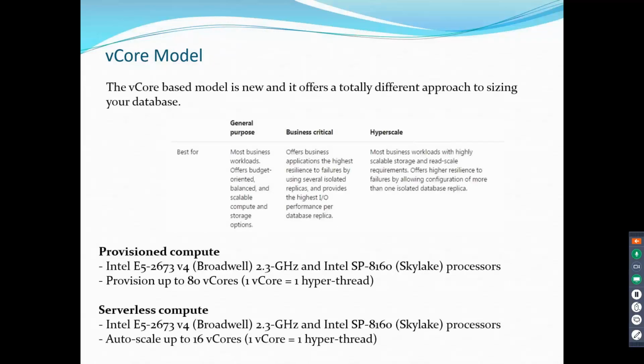Now you're probably sitting there thinking, well, that's great. I still don't understand what an S2 is, an S3 and so forth. Well, there's another model out there called the vCore model. And this has a totally different approach to sizing your database. And honestly, it's actually a bit easier to understand because the concept of having a 4 vCore model, you can kind of relate that to an on-premises server. And in the vCore model, you've got the general purpose, business critical, and hyperscale.